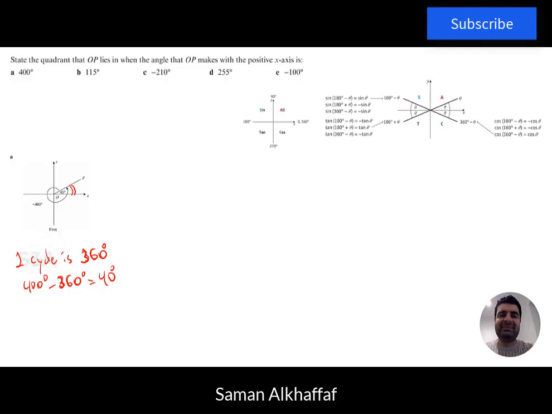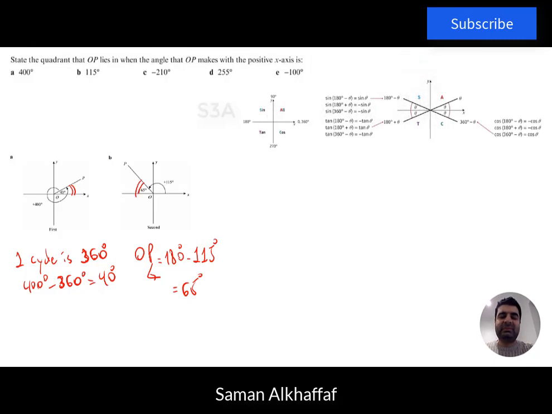For part B, again we have the angle of 115 degrees, which starts from the positive x-axis. Since we are trying to find the angle that OP makes with the axis, the OP angle will be 180 degrees take away 115 degrees, so that will give us 65 degrees as the angle of OP with the x-axis.